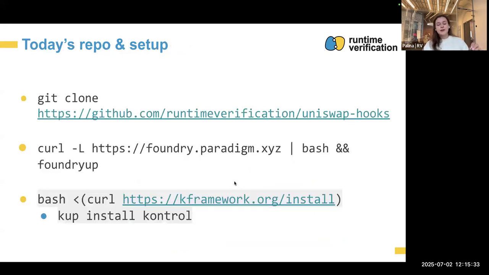So just to mention, we have forked the Uniswap hooks repository. It is open source, so our fork is open source as well. I have pushed the examples that I'm going through today, so please feel free to take a look at it, try to run it yourself. The tools we are relying on mostly are Foundry, so we'll get to that in a moment too.